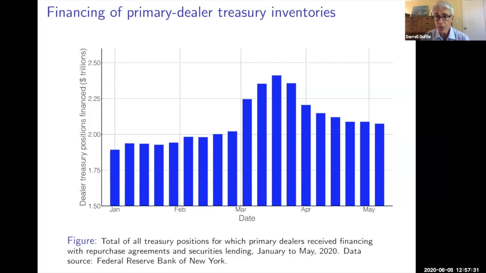So it's not that the dealers stepped back. They did perform their normal role of expanding their intermediation when the demands arrived. They didn't just say, no, these treasuries are too risky, we stop. They did a lot, but they came to a point at which they couldn't handle any more.